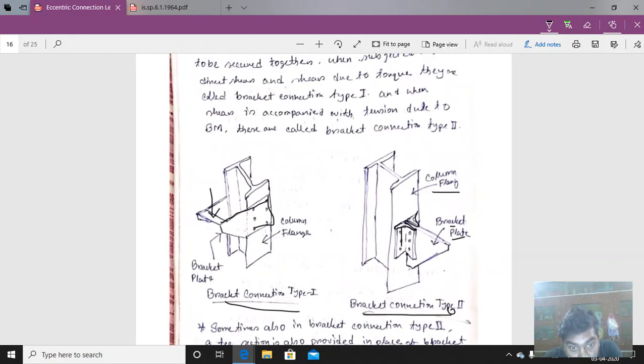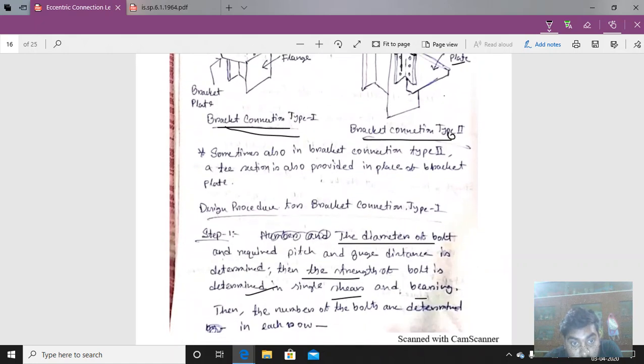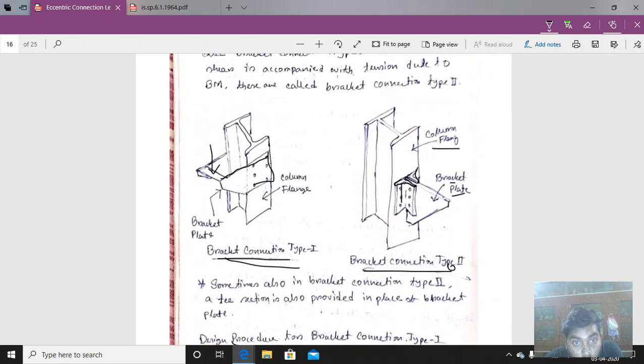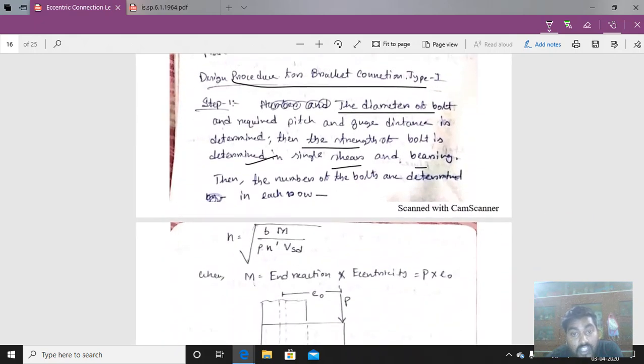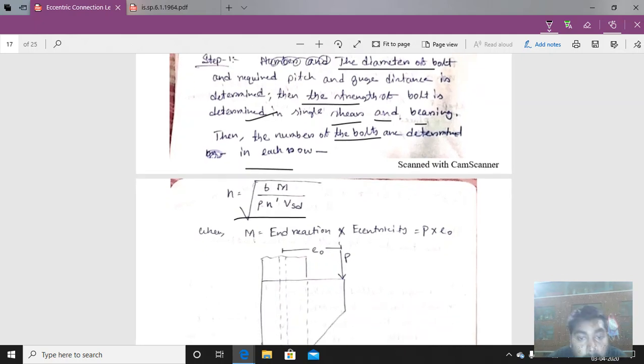So we are discussing the design procedure for bracket connection type 1. This is always a lap joint, not a butt joint, so it will always be in single shear and bearing. The number of bolts is determined from the formula we have discussed, 6M by p into n dash into Bsd. Here M is the end reaction into the eccentricity, P into e0.